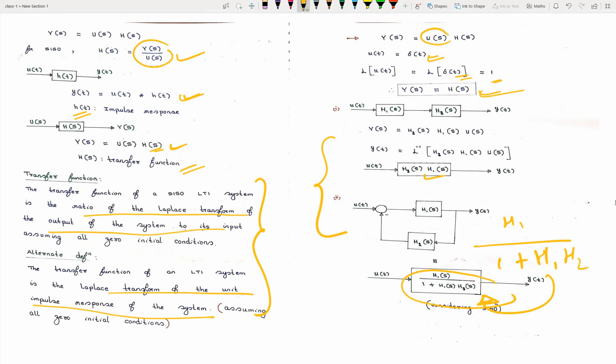So in this video, basically I wanted to include the derivation of the transfer function, the transfer function definition, and some of the applications.